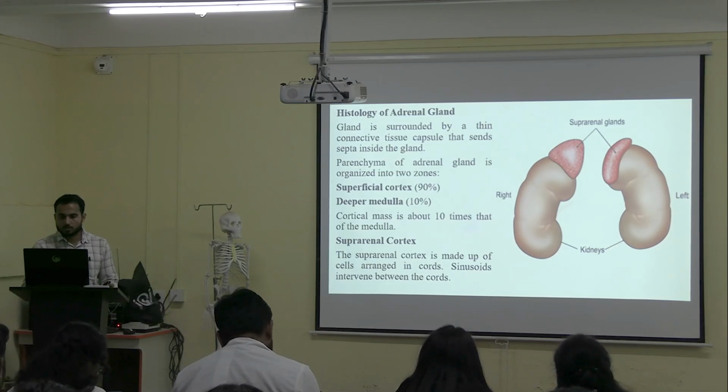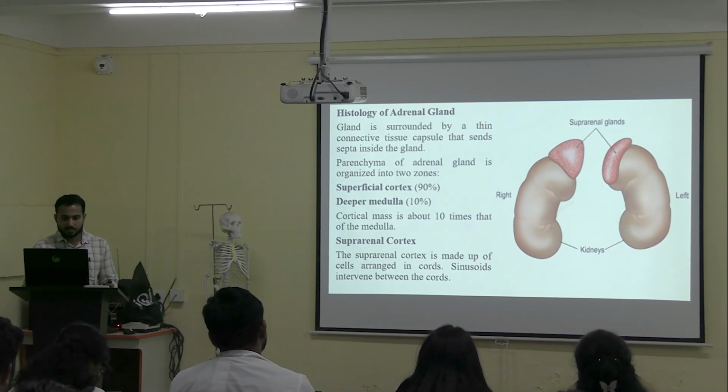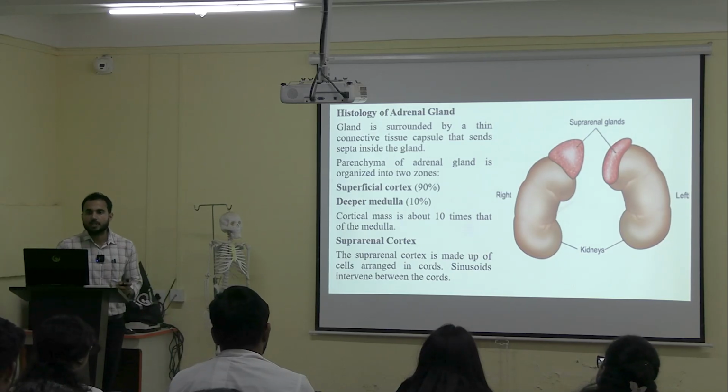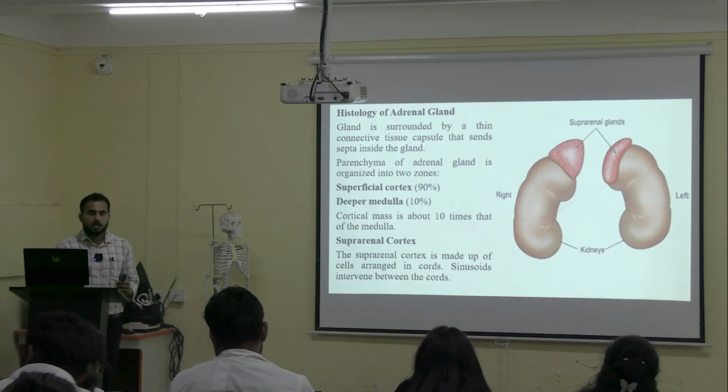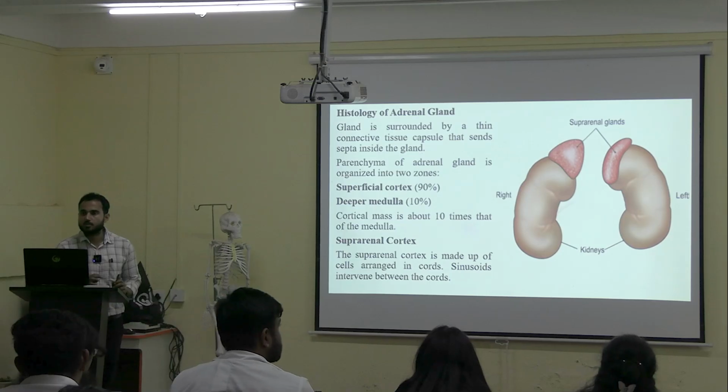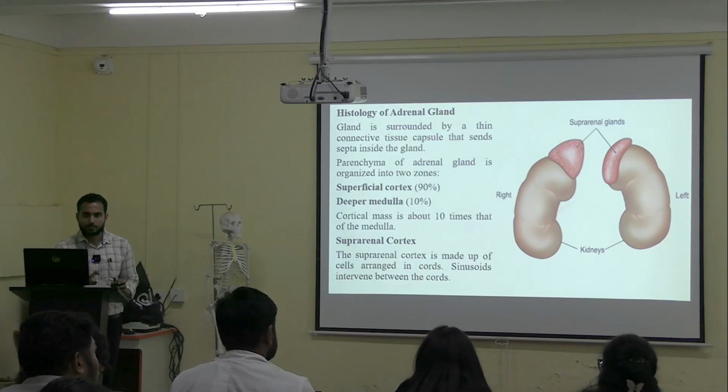So what do you think, which type of gland is this suprarenal gland? It is completely endocrine in nature. The suprarenal gland is completely endocrine in nature. It is secreting hormones. Now if it is endocrine in nature, that means ducts will be absent.